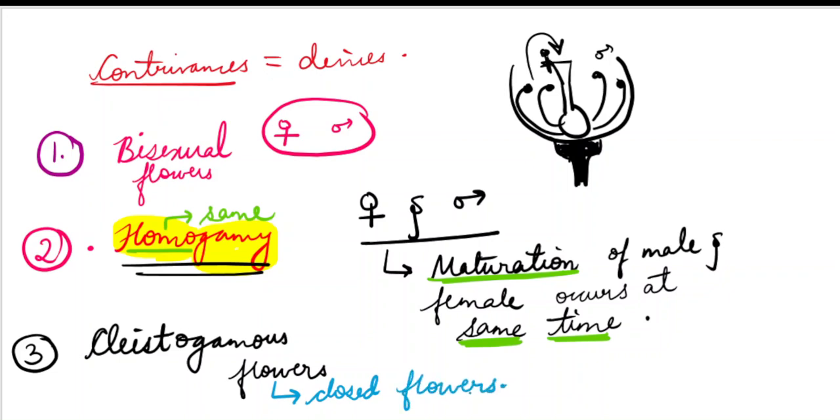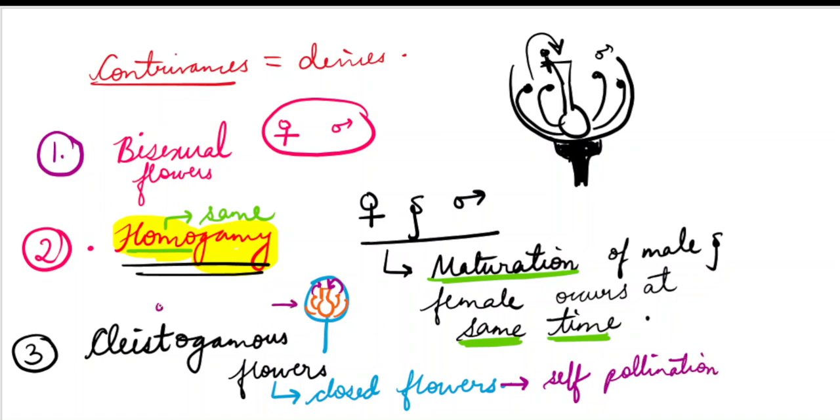Means their male and female parts are not exposed. So if a flower is a closed flower, their male and female parts are not exposed. What will happen? The male will give its pollen to the female, so self-pollination will occur. Because of closed flowers, there is a possibility that self-pollination will occur. Self-pollination.